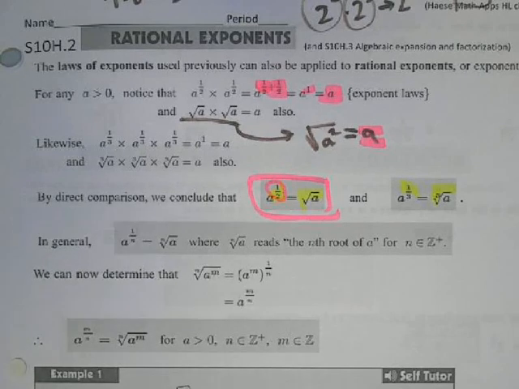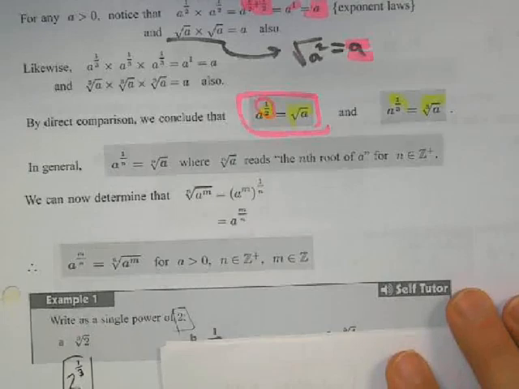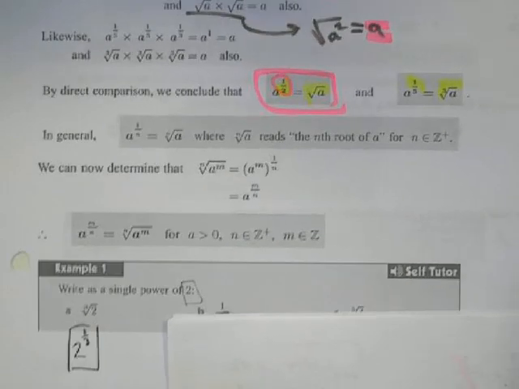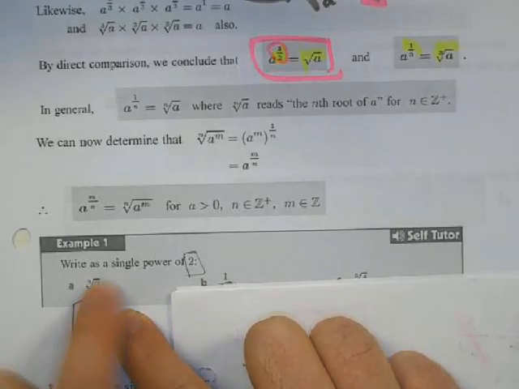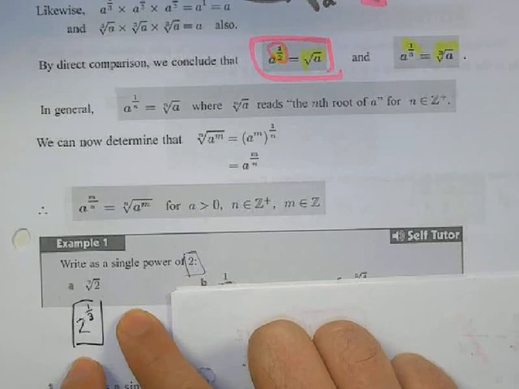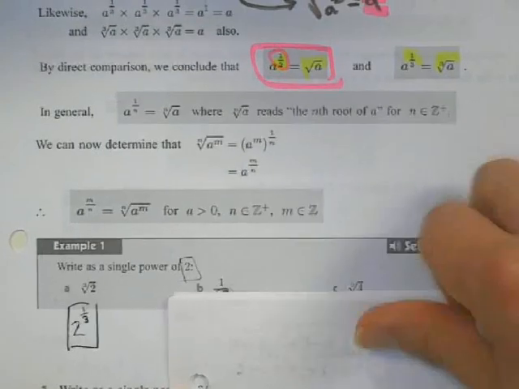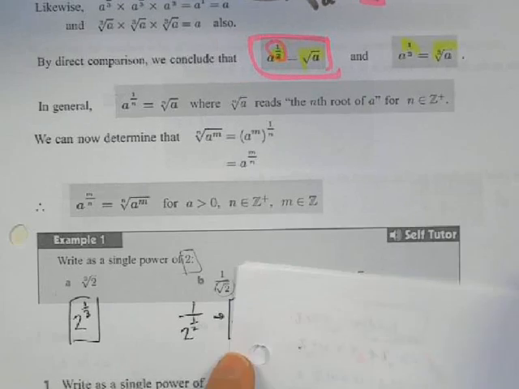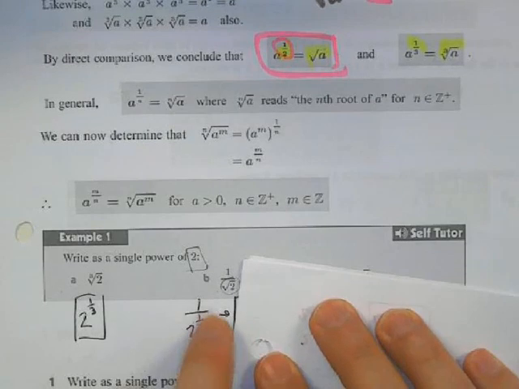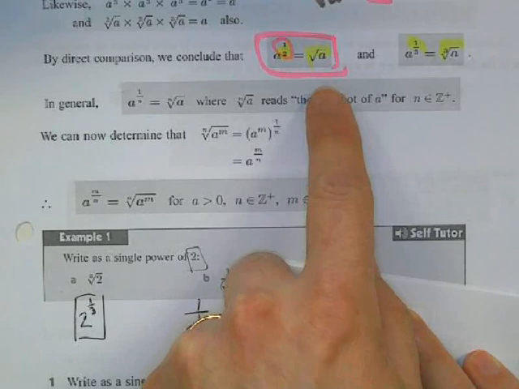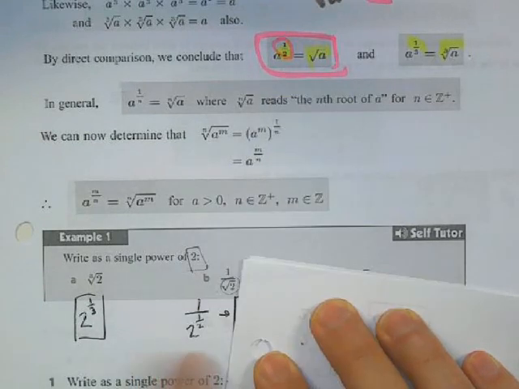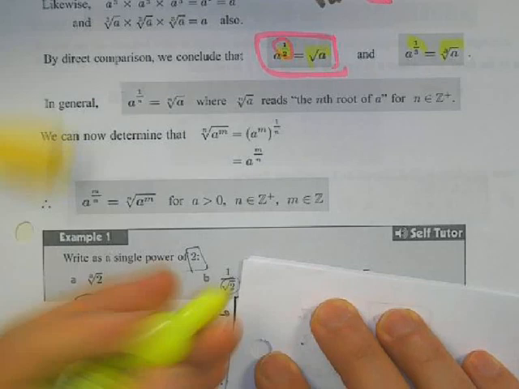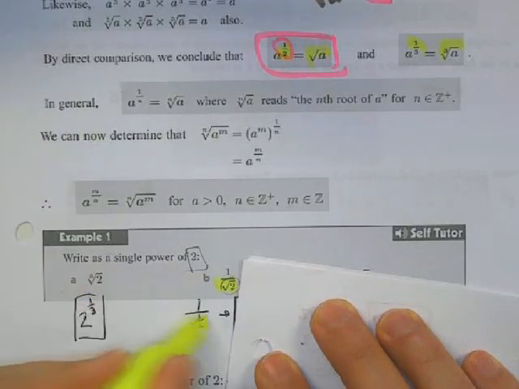Okay, so the first one: write as a single power. If I've got the little 3 here, this is 2 to the 1/3 power. The next one, 1 over the square root of 2. Up here we said the square root of 2 is the same thing as 2 to the 1/2 power, so I'm just rewriting the square root of 2 as 2 to the 1/2 power.